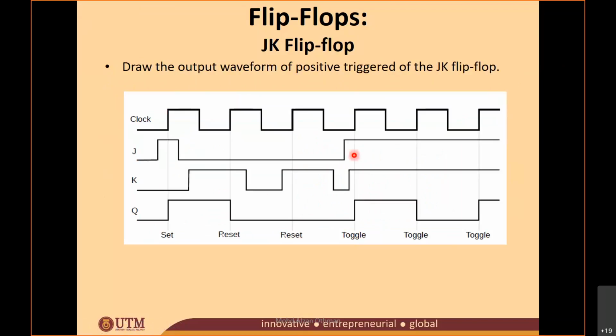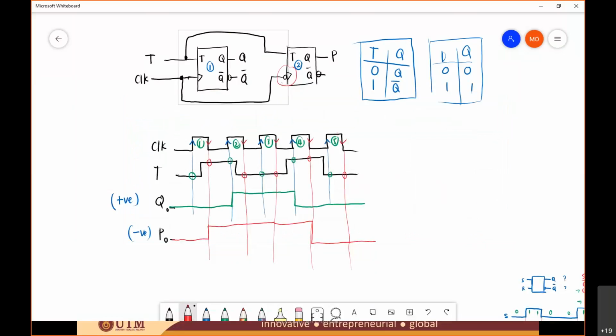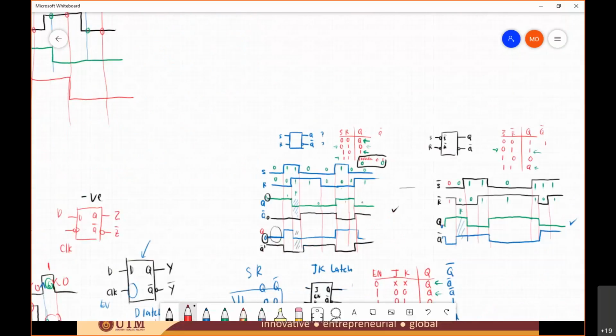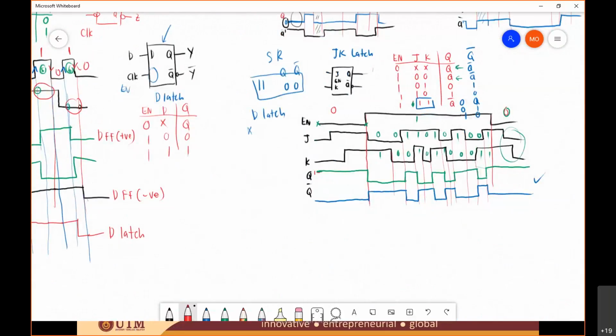Okay, so let's look at this contoh kat sini. So saya lukis yang ni tadi. Mana kita punya JK tadi? Okay, where is our JK just now? SR. Okay, so this is JK latch. Tadi kita buat JK latch, betul tak? So now we have a JK flip-flop.